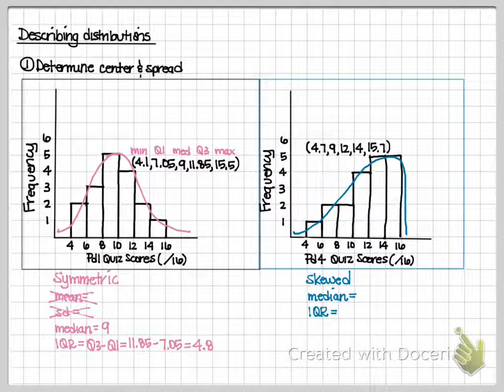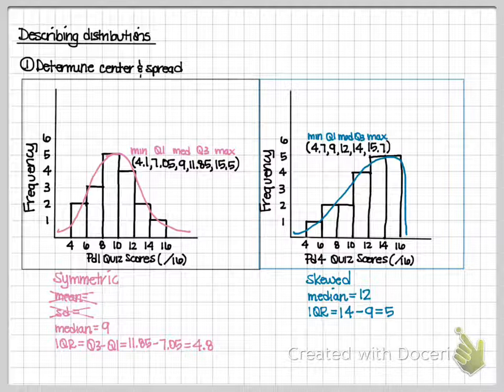So I've gone ahead and identified my center, which is my median, and my spread, which is my IQR, for my symmetric graph. Now, let's go ahead and do the skewed graph. You can do the exact same thing. So the first number is going to be the minimum, then Q1, then the median, then Q3, and then the maximum. So if I go ahead and grab that information, it looks like the median is 12, and Q3 is 14, minus my Q1, which is 9, which is equal to 5.